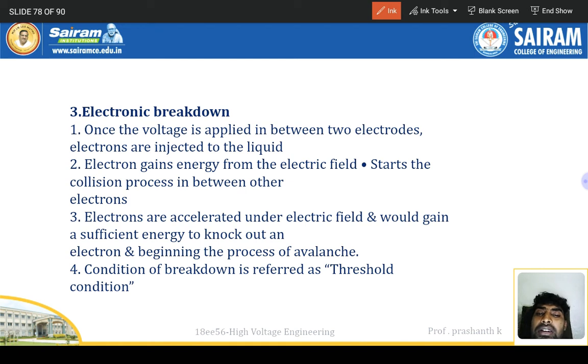Once the voltage is applied between the two electrodes, electrons are injected into the liquid. Electrons gain energy from the electric field and start the collision process with the other electrons. The electrons are accelerated in the electric field and gain sufficient energy to knock out other electrons, beginning the process of avalanche.